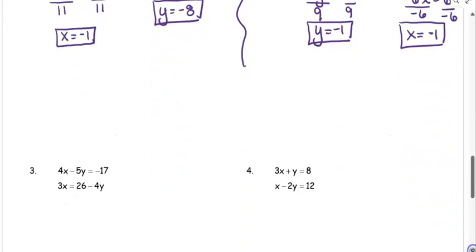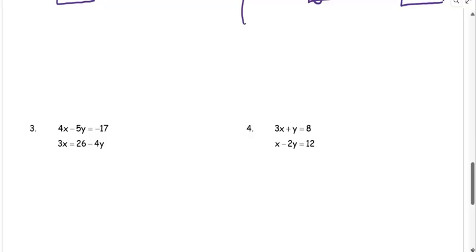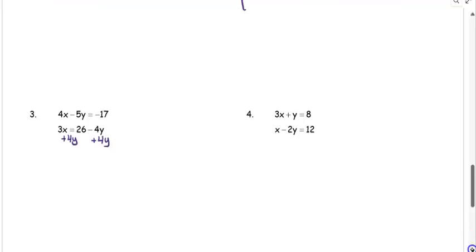All right, let's keep on going here. Let's take a look at number 3. Now number 3, this first equation, I see the x and the y nicely on the left. However, the second equation, I need to move that 4y over. So I'm going to do that by adding 4y on both sides.